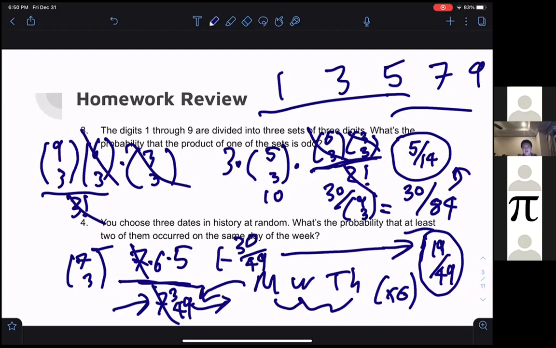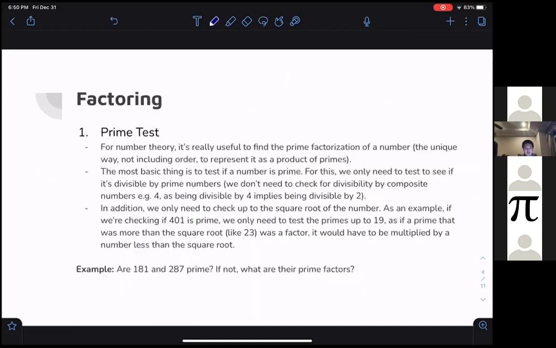Okay, so that's all the homework problems. If you don't have any questions, I'll move on. And again, shout out if I seem to freeze or disconnect.